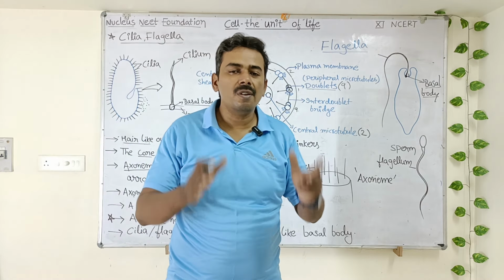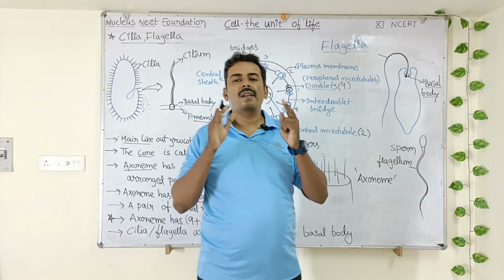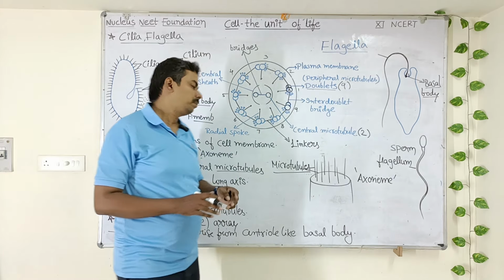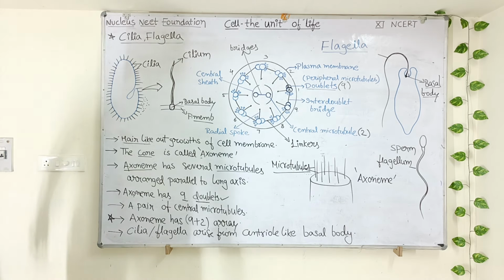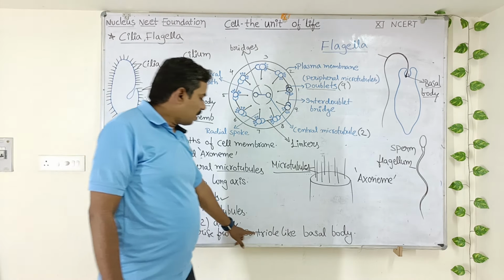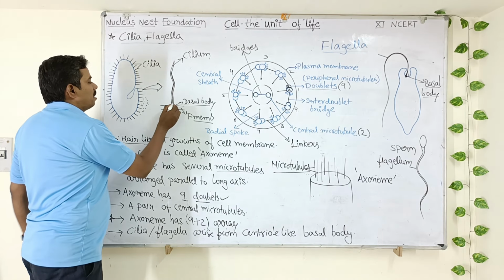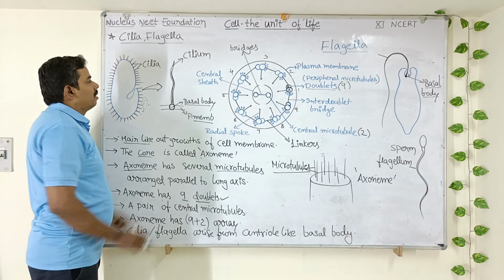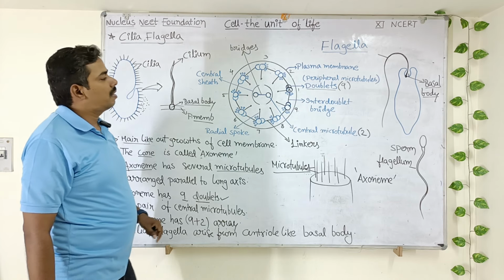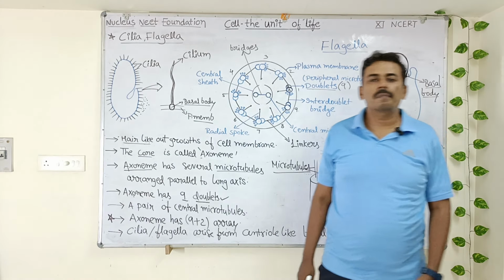What are microtubules? Microtubules are cytoskeleton filaments that provide mechanical support. Okay. Next. Both cilia and flagella arise from centriole-like basal body. Already we have discussed there is a centriole-like basal body. Cilium is arising from centriole-like basal body and flagellum is also arising from centriole-like basal body.